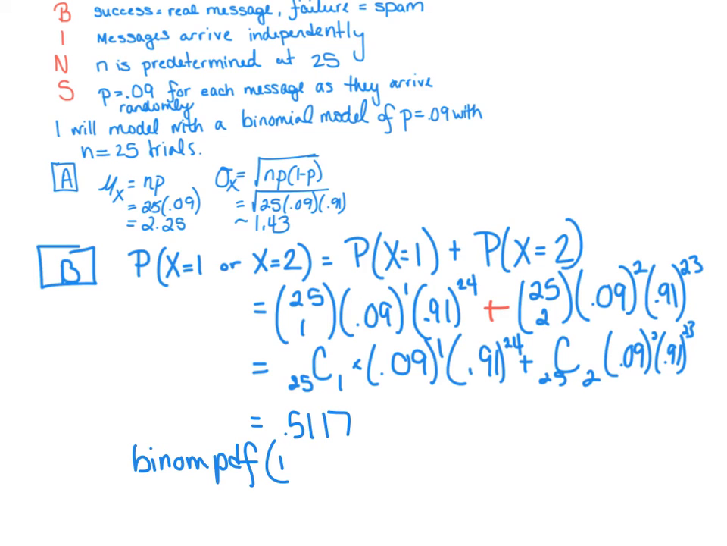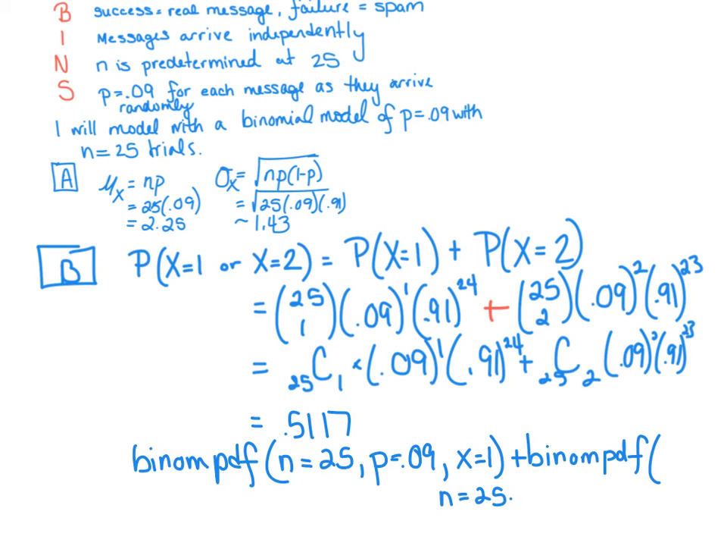Now you could also do this using binomial pdf. You need to say N 25, P 0.09, X equal to 1, and then you're going to add that to binomial pdf because you're doing two scenarios here, and we're adding them together. Probability that your random variable is 1 or 2. Binomial pdf, N equals 25, P equals 0.09, and X equals 2. Okay, when I do that, I also get 0.5117.